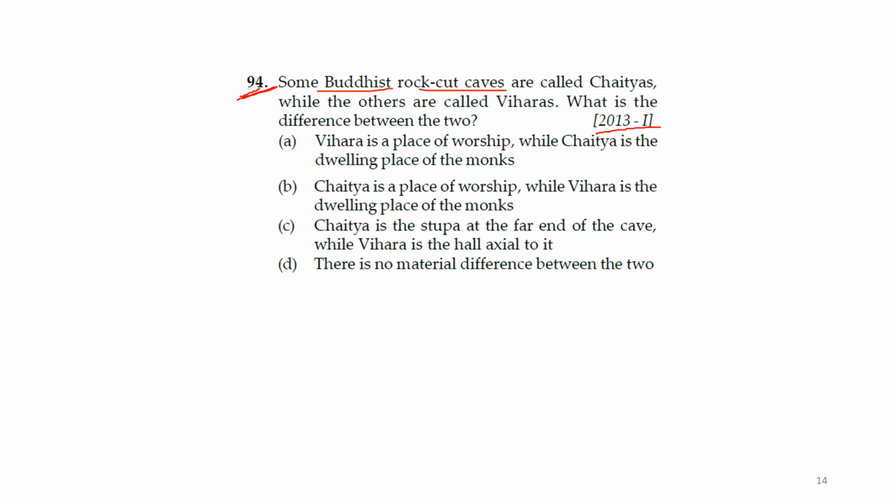Some Buddhist rock-cut caves are called Chaityas, while the others are called Viharas. What is the difference between these two? They're asking the difference between Chaitya and Vihara. Option: Vihara is the place of worship, while Chaitya is the dwelling place of the monk. Option: Chaitya is the place of worship, while Vihara is the dwelling place of the monk. I think the same option is given, but no, they have just reversed both the options. Option: Chaitya is the stupa at the far end of the cave, while the Vihara is the hall axial to it.